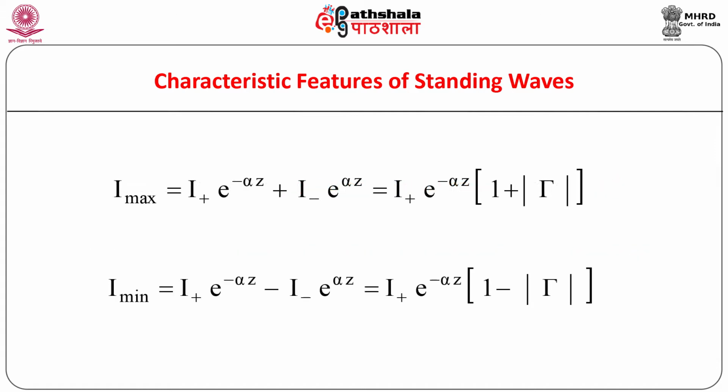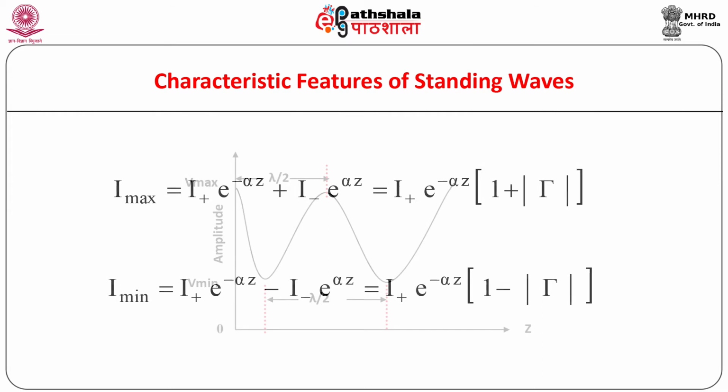We have discussed the voltage standing wave equation and seen some of its characteristics. On similar lines, we can obtain the standing wave pattern in the case of current waves traveling along the transmission lines. The results for maxima and minima are as shown.